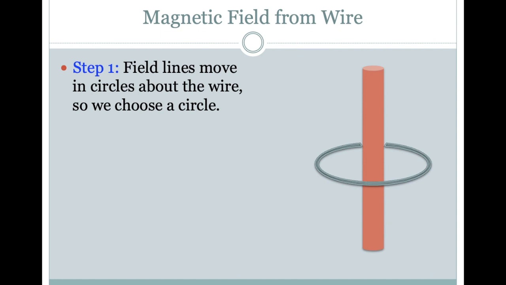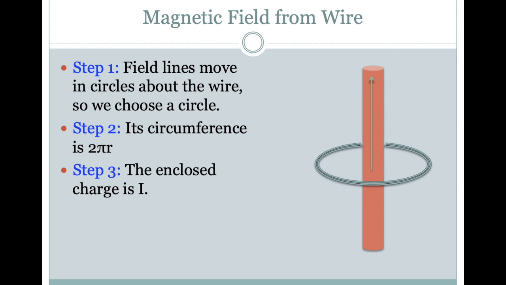The first step is to note that the field lines move in circles about the wire, so we should draw a circle. The circumference is 2 pi r. The enclosed charge is just I. It's the charge from the current. So when we plug that all in, we have B times the circumference, so I divide it on both sides: B equals mu naught I over 2 pi r.